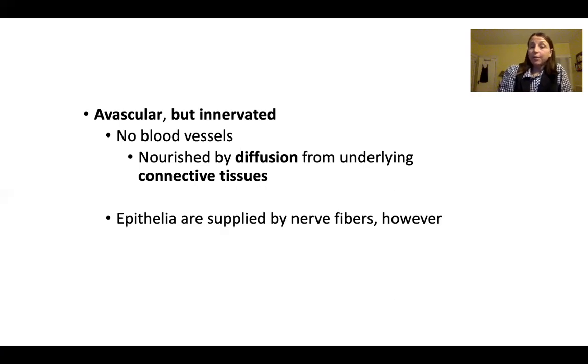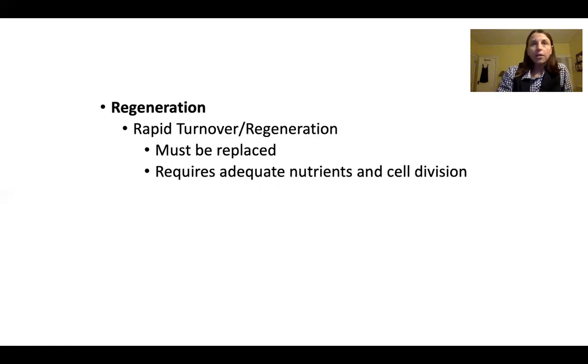The epithelia are supplied by nerve fibers. So though they don't have capillaries, if you will, or some sort of blood supply, they do have nerve fibers. They do regenerate. They have a rapid turnover. They have to be replaced. And for this, they would have to get nutrients. Again, because they're avascular, they do it through diffusion.